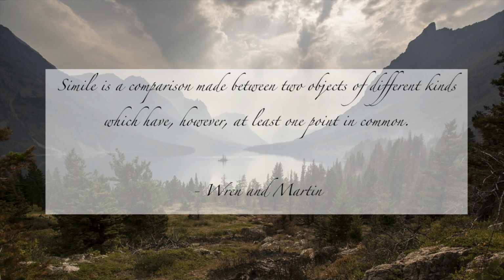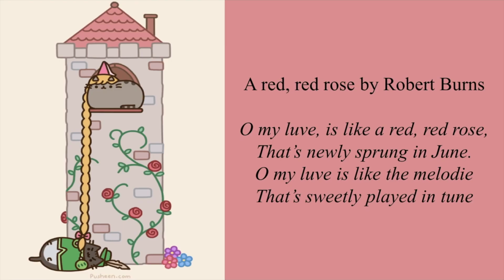So, according to Warren and Martin, simile is a comparison made between two objects of different kinds which have, however, at least one point in common. Usually, similes are marked by words such as like, as, so, appear, seem, and more than. Let me give you an example.